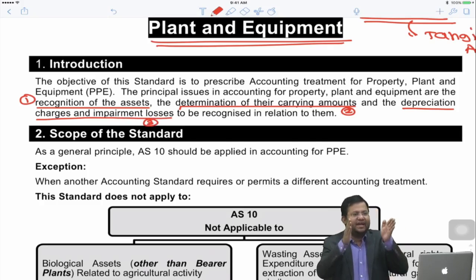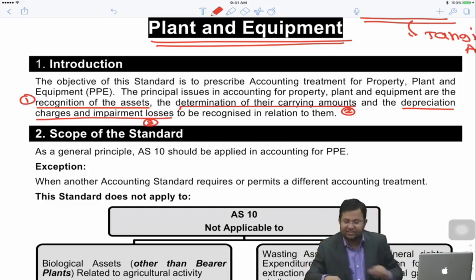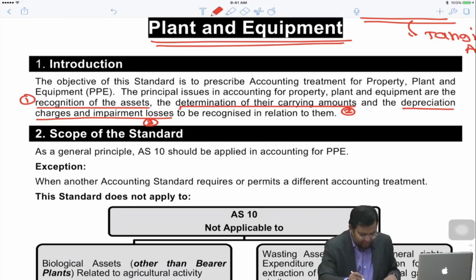So how do I recognize asset initially? How do I show the asset in the balance sheet? That is carrying amount. Carrying amount का मतलब क्या बोला मैंने? Book value. So book value of asset should be also taken into consideration. Carrying amount is what?